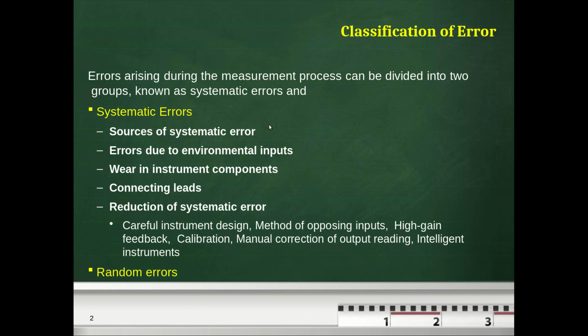The error can be systematic, where the sources of the systematic error are the environment inputs and the connecting leads. The reduction of the systematic error uses careful instrument design, calibration, high gain feedback, and intelligent instruments. All of these we spoke about before. The other type we call random error.